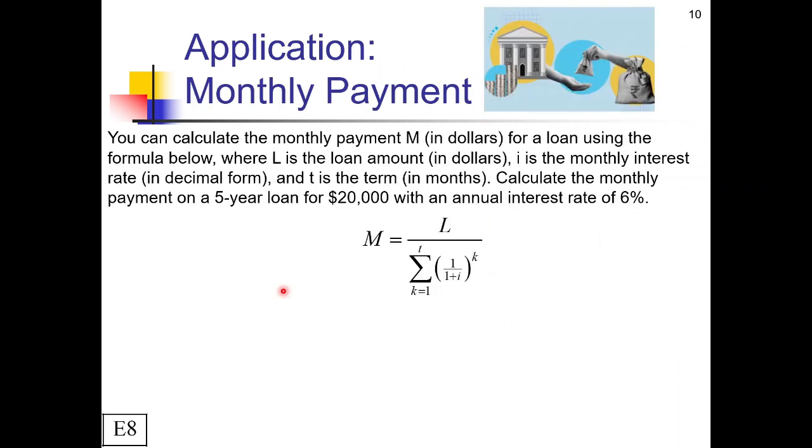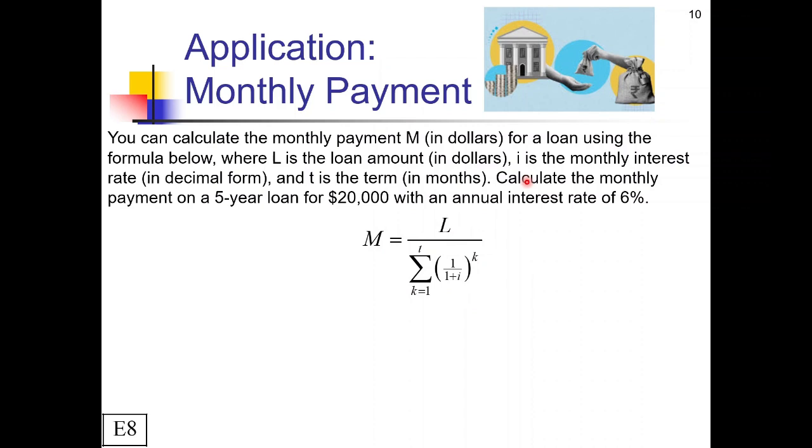For our last problem, we're going to use this formula here to calculate the monthly payment on a loan. The way that this formula is set up, L is the loan amount. This I right here is the monthly interest rate in decimal form. And then the T, that's the upper limit of summation in the denominator here, this is the term in months. This is in months again, so be careful with that, because if they give you something in years, you're going to have to convert that.